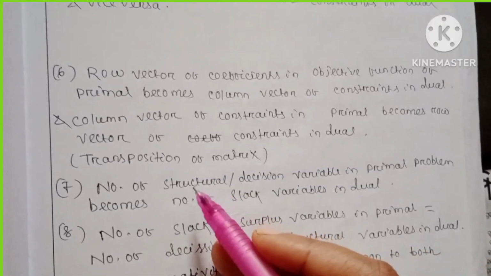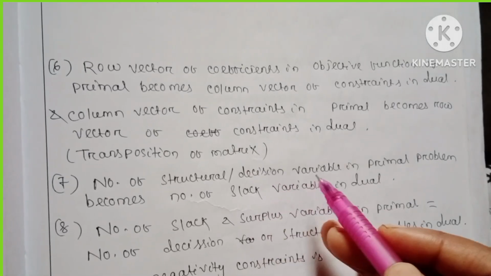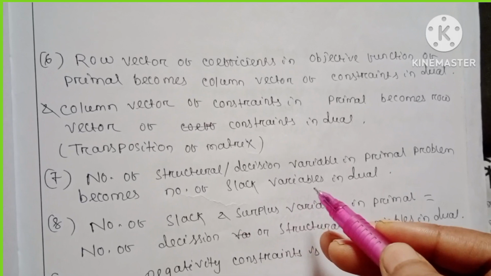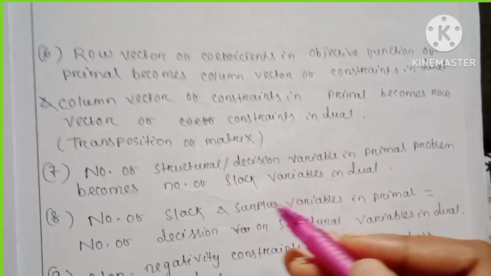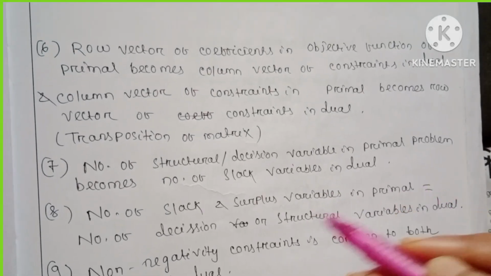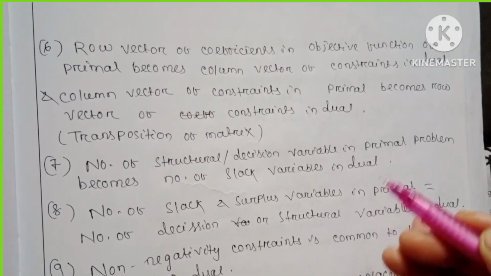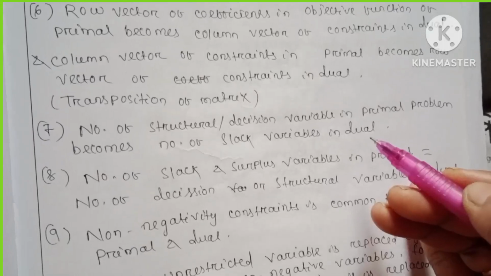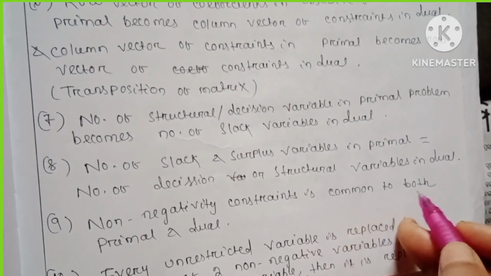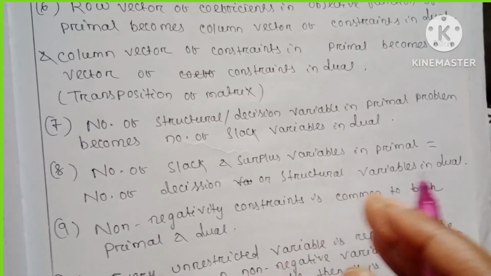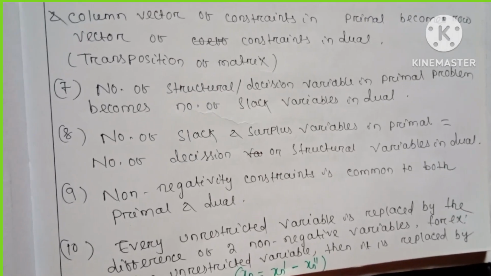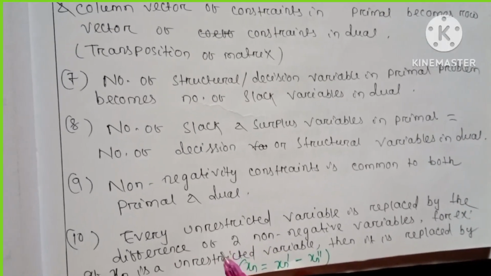And the next step is the number of structural or decision variables in the primal problem becomes the number of slack variables in the dual. And the number of slack and surplus variables in the primal problem becomes the number of decision or structural variables in the dual. The next step is that the non-negativity constraint is common to both primal and dual, so there is no change in the non-negativity constraint; it will remain the same in both primal and dual.